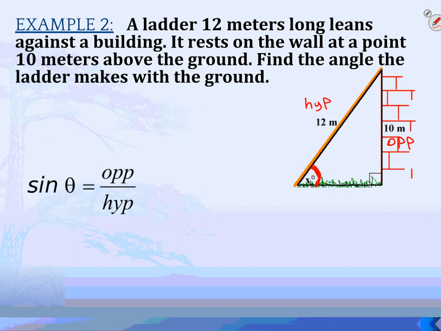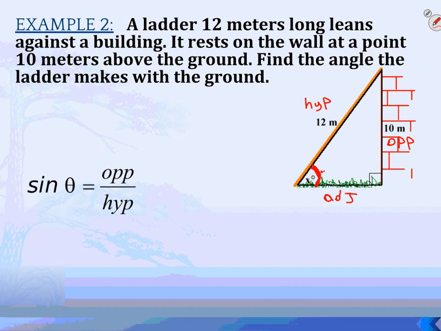Now I don't have the adjacent side, but I could easily find it with the Pythagorean theorem because I have two of the three sides. But in this case, there's no point in finding the adjacent side. If the problem asks what is the distance between the wall and the base of the ladder, then you'd find it, but there's no point. You just want to know this angle right here. So we're looking for that angle.